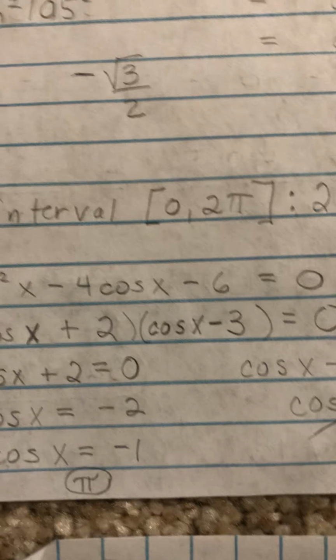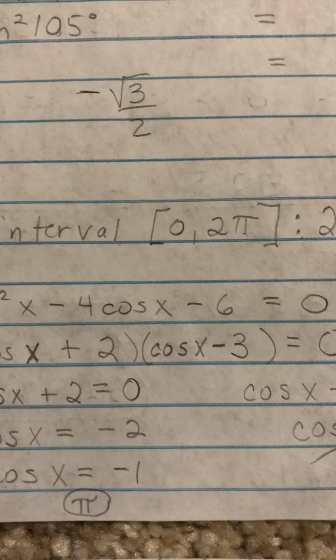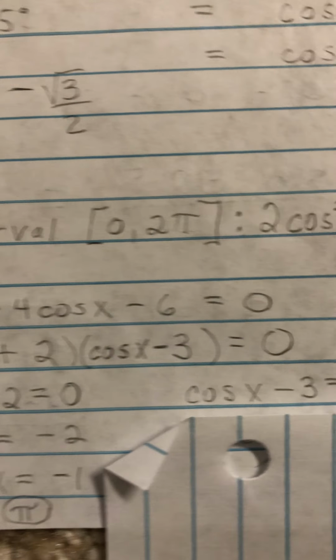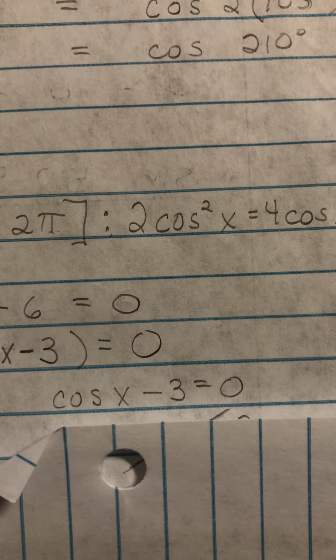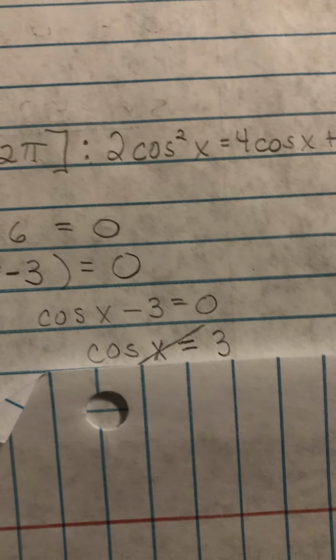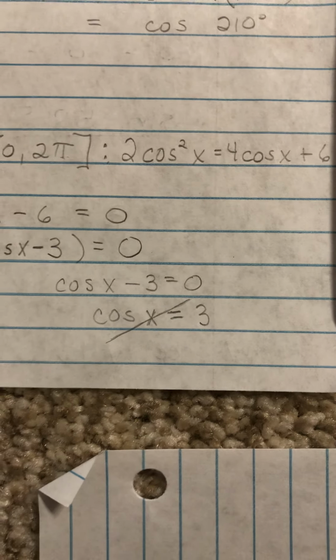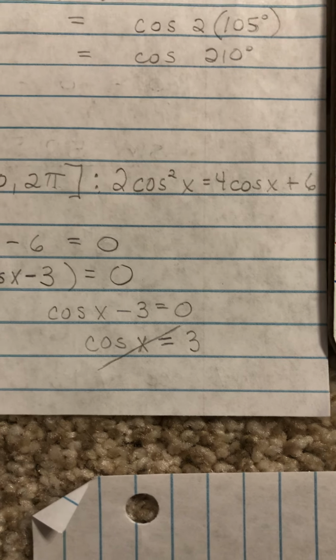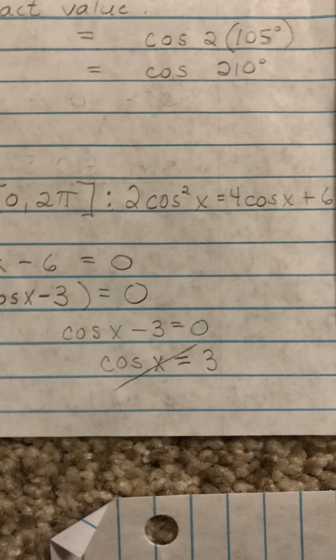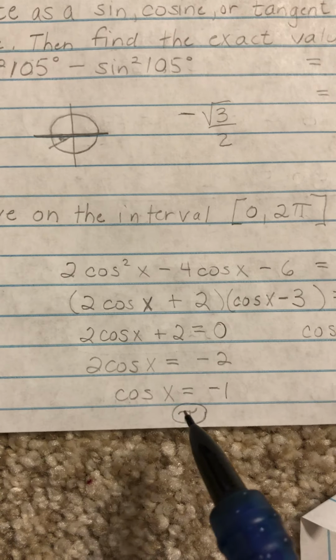For the second one, I set the cosine of x minus 3 equal to 0. I add the 3 to both sides, and there's no solution here because the cosine of x can never equal 3. It has to range from negative 1 to 1. So we only have one solution, and that is pi.